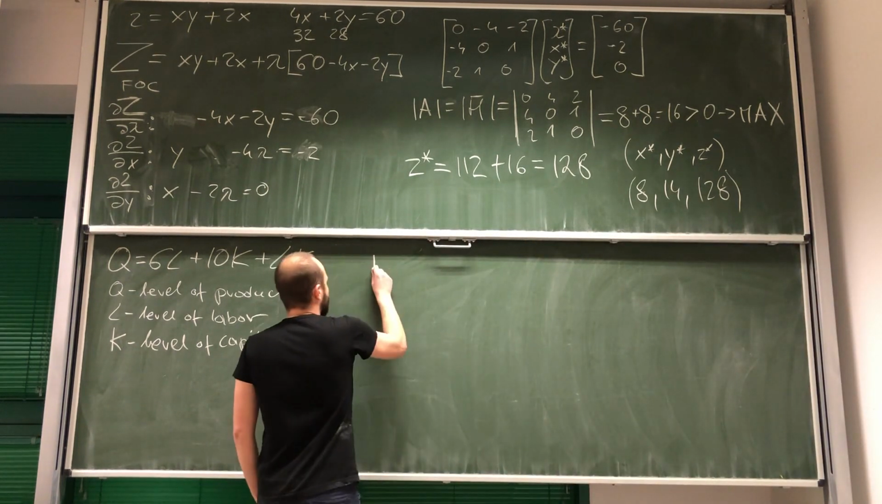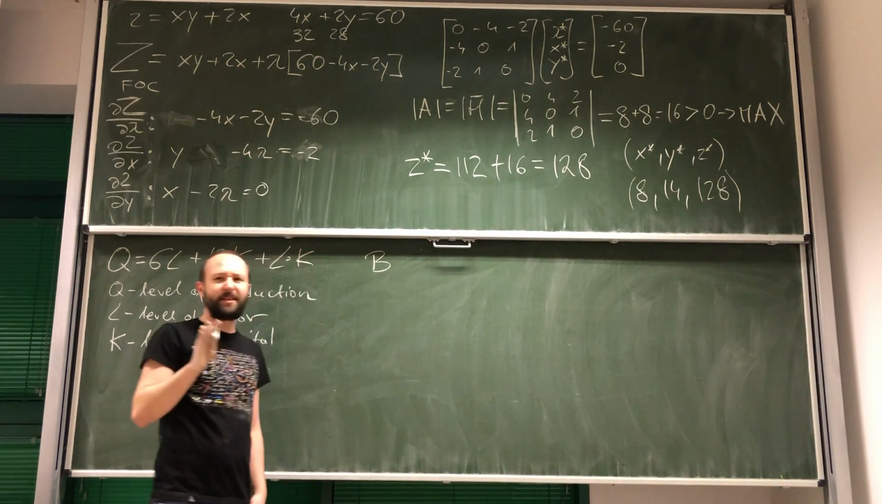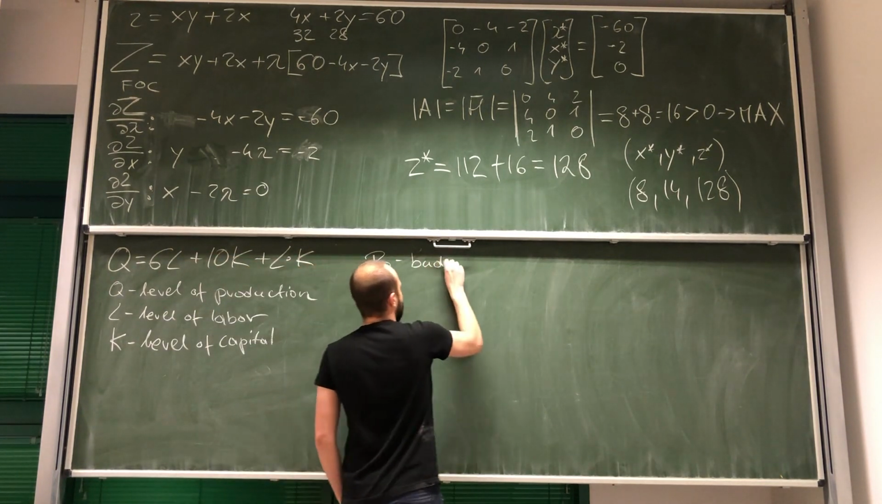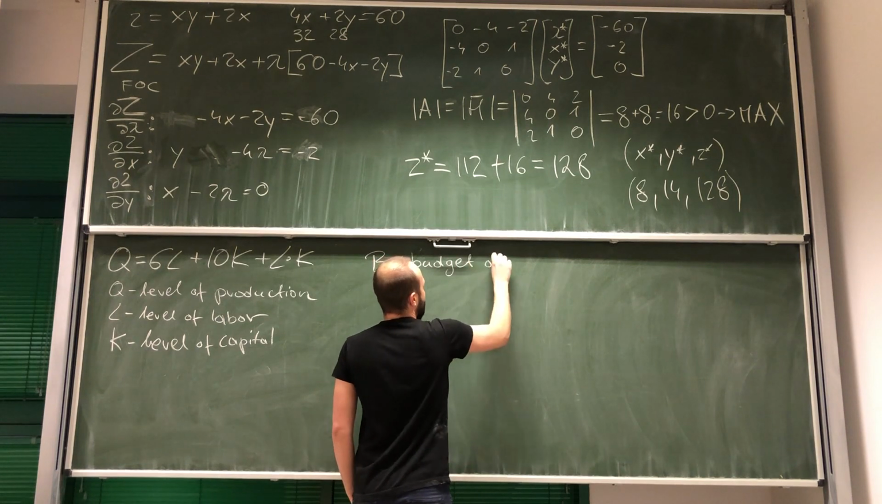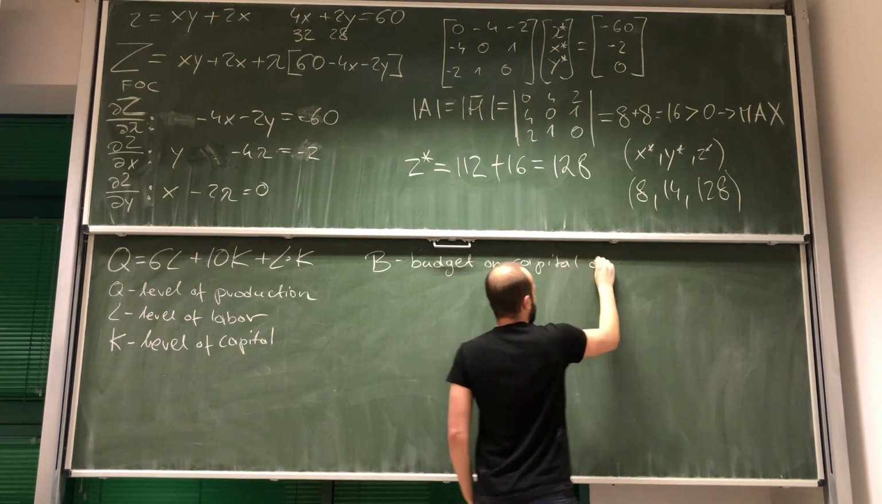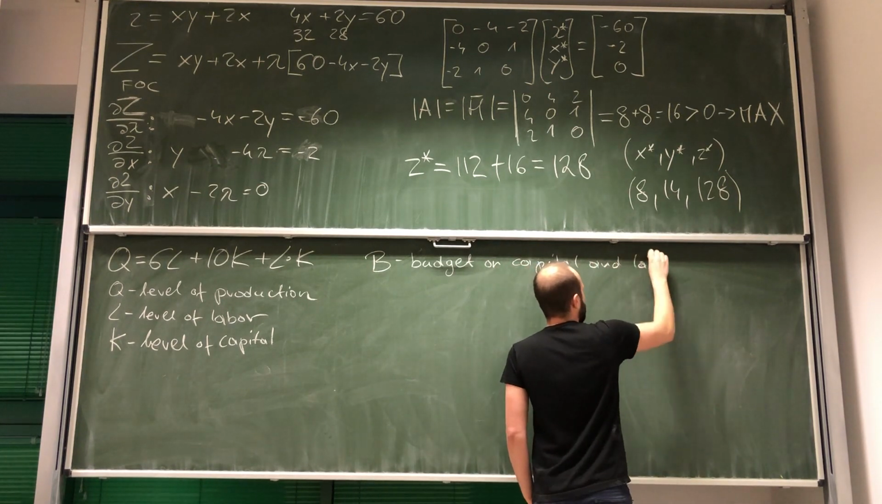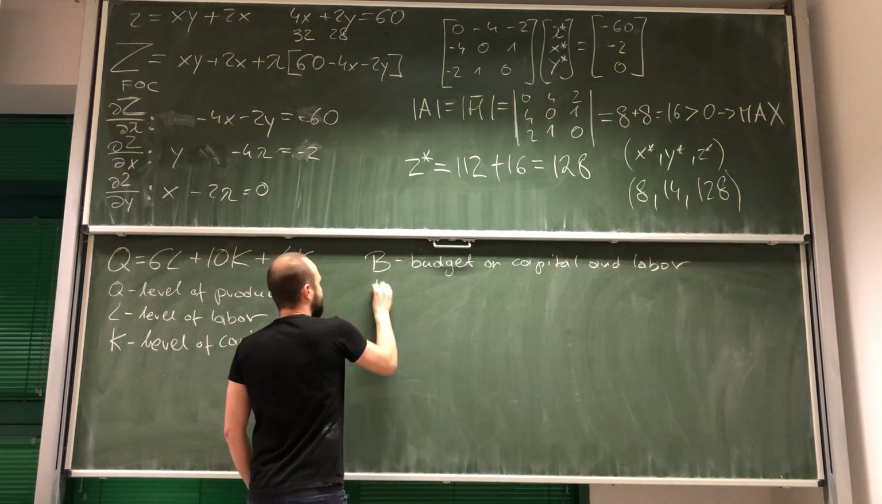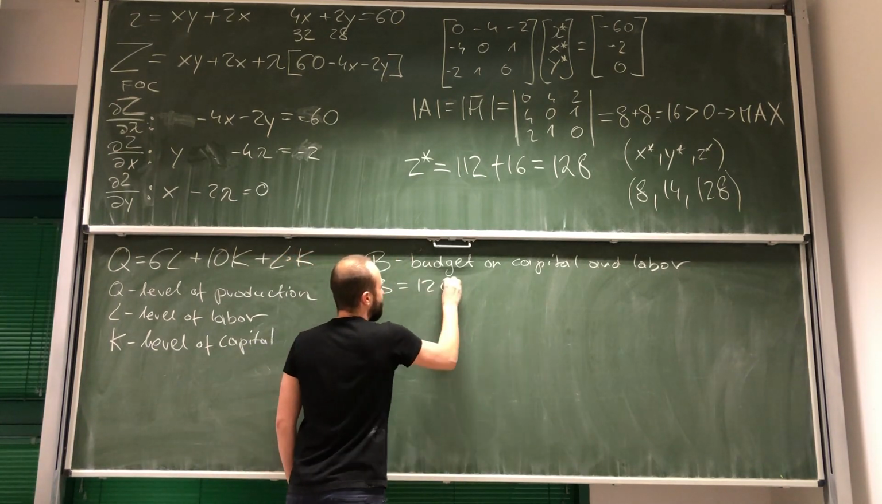Now, the budget that this company can spend, so the budget on capital and labor. Let's just say this is a daily budget of this company. It's $1,200.